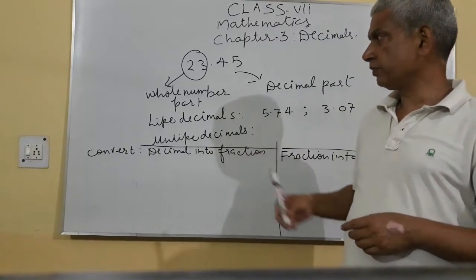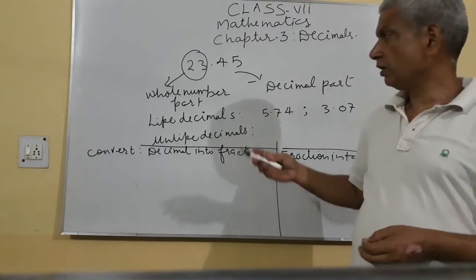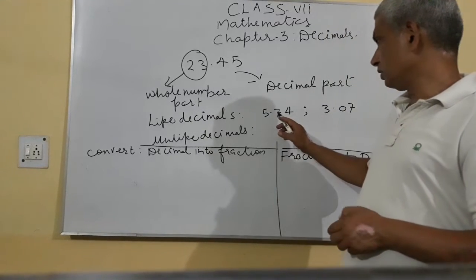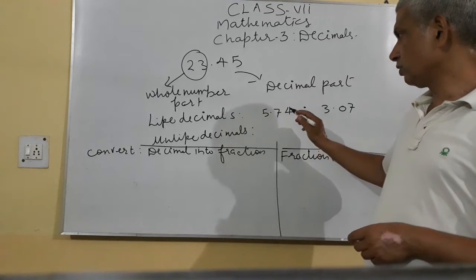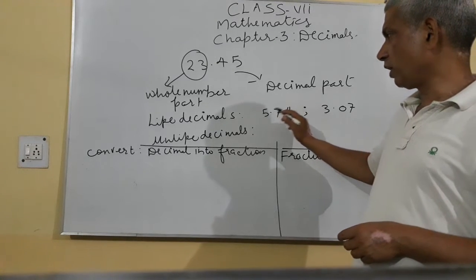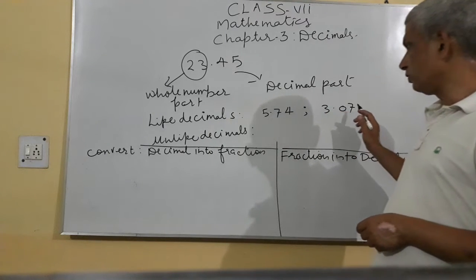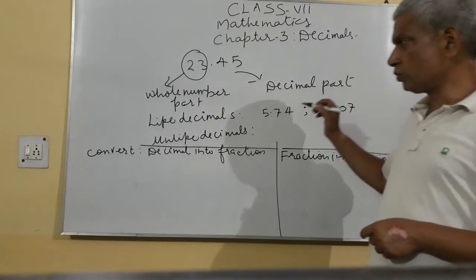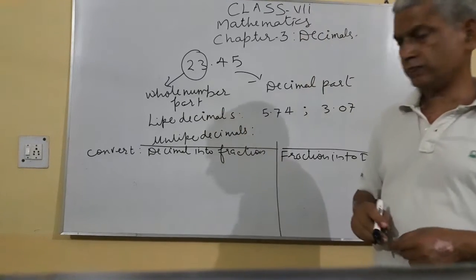Now let us see the two types of decimals. The first one is like decimals. Like decimals have the same number of decimal places, like 5.74. So .74, these are called decimal places. This number 5.74 has two decimal places. Similarly, 3.07 has two decimal places. So the numbers that have the same number of decimal places are called like decimals.